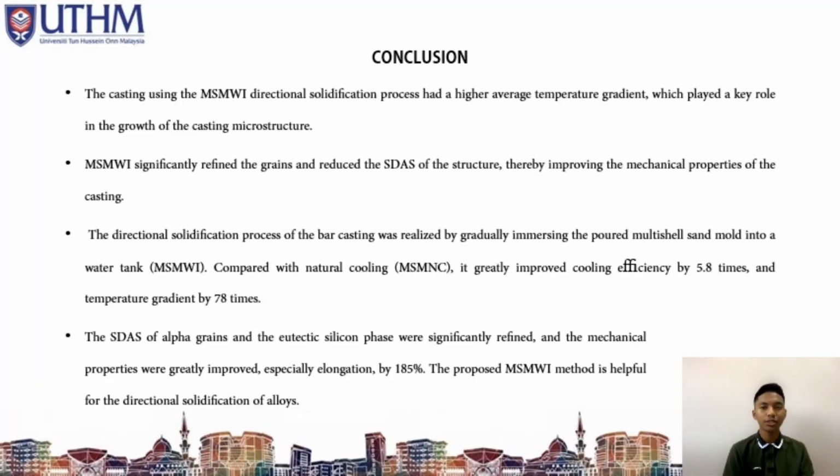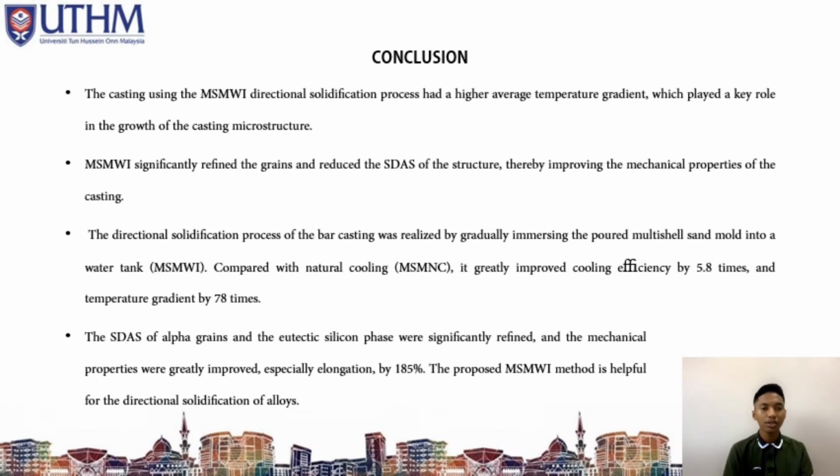Finally, for the conclusion, the casting using the MSMWI directional process has the highest temperature gradient, which plays a key role in the growth of the casting. MSMWI significantly increases the temperature gradient and reduces the secondary dendrite arm spacing, thereby improving the mechanical properties of the casting. The directional solidification process of the bar casting was realized by gradually immersing the poured multi-shell sand mold into a water tank.